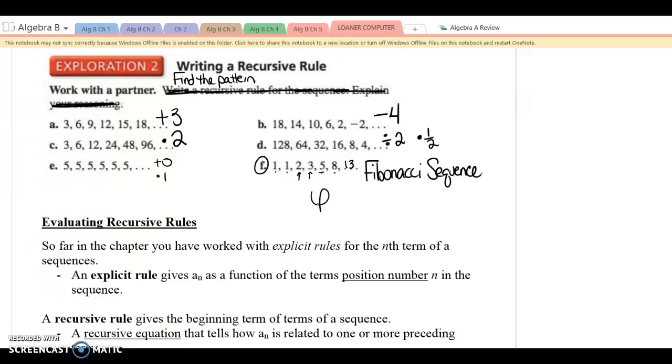The length of your face divided by the width of your face is the golden ratio phi. It's everywhere. So the Fibonacci sequence is mind-boggling to people who adore math.